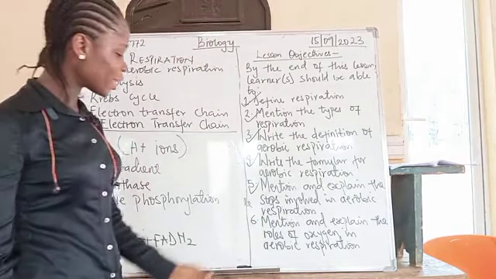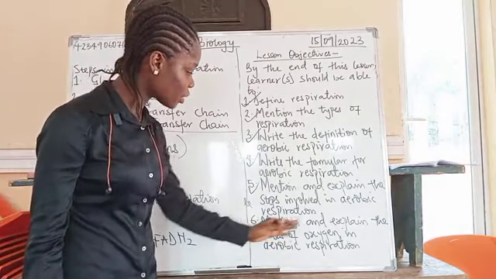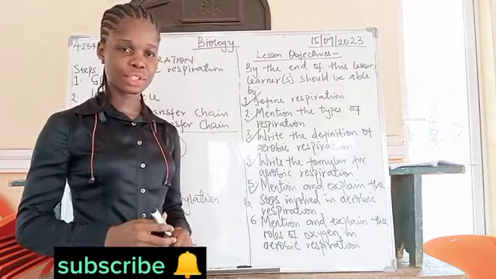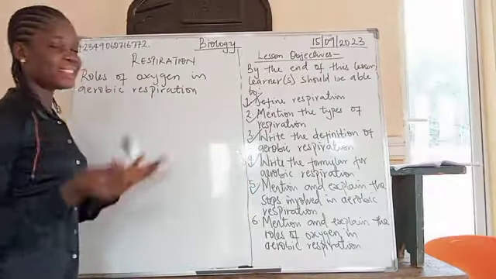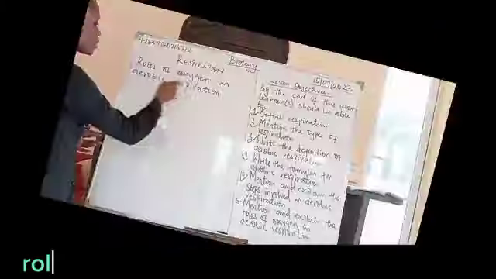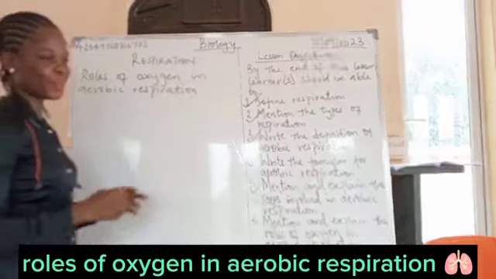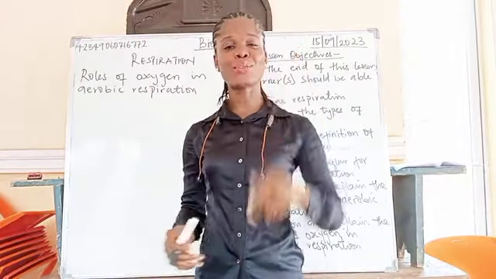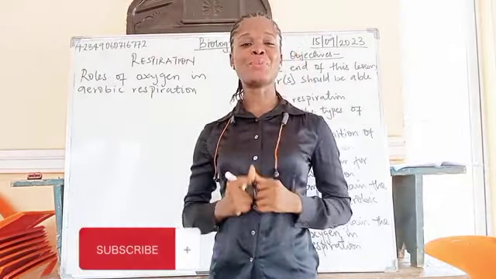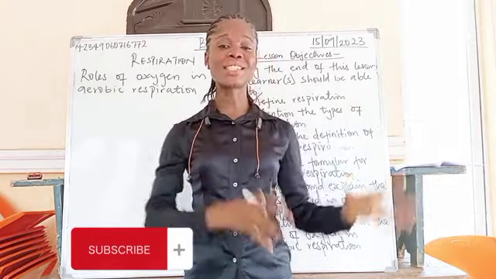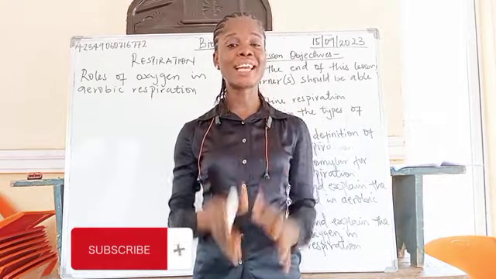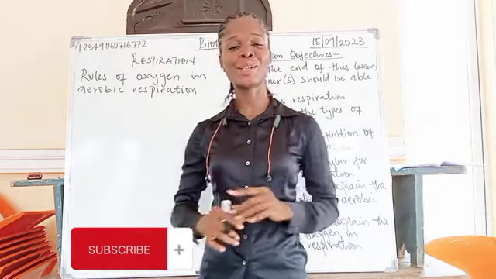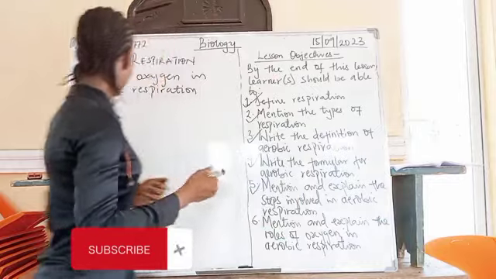Lastly, we are going to be looking at the roles of oxygen in aerobic respiration. And for the purpose of this lesson, we will be looking at two roles of oxygen in the process of aerobic respiration. The first one is that oxygen serves as a final electron acceptor. And secondly, oxygen prevents the accumulation of lactic acid.